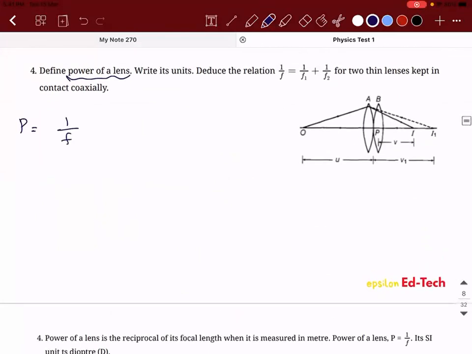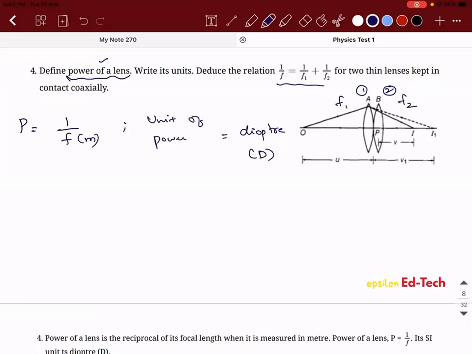So concentrate. Power of a lens is defined as the reciprocal of focal length. If you measure the focal length in meters, then the unit of power is the diopter, which is written with a capital D. Now, you need to deduce the expression 1 by f is equal to 1 by f1 plus 1 by f2 for two thin lenses kept in contact coaxially. Let me take this as the first lens and second lens. First lens focal length is f1, second lens focal length is f2.